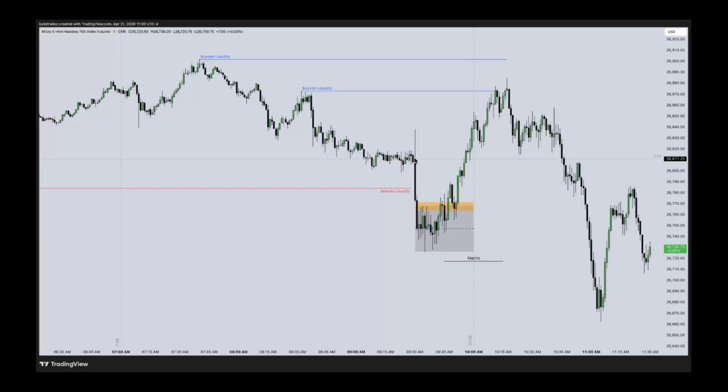9:30 we open up, run higher into this mitigation, before expanding lower into sell side liquidity. And at the time when price was running lower into sell side liquidity, that's when I noticed that the dollar index was beginning to reject the daily bearish fair value gap that it had on its respective daily chart.